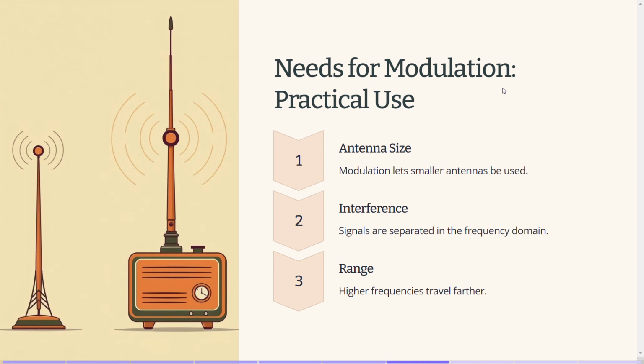Needs of modulation and its practical use, like antenna size. Modulation lets smaller antennas be used. Interference signals are separate in the frequency domain. Range. Higher frequencies travel further.